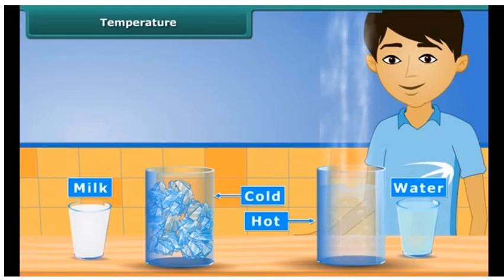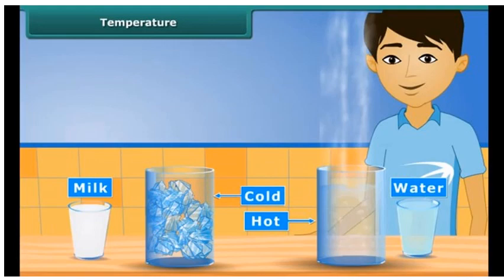Let's do an experiment. What is the term temperature? To understand this, let me explain this experiment. In the first glass, I have milk. In the second pot, I am taking cold water. That means for making it cool, I am adding ice pieces. In the third glass, I am having hot water. You can see water vapor is coming out. And the fourth one is a glass full of normal water.